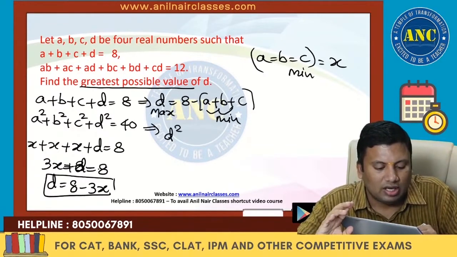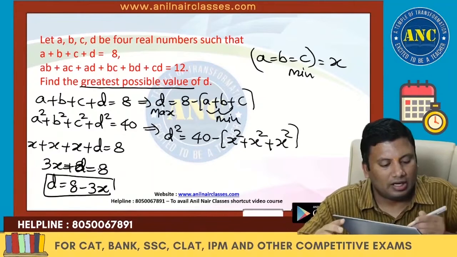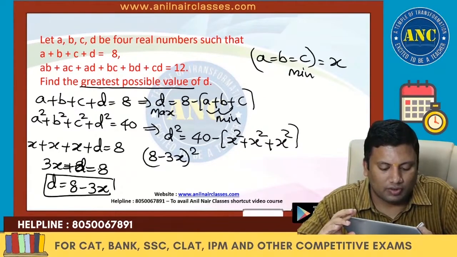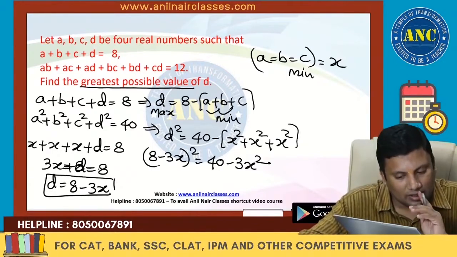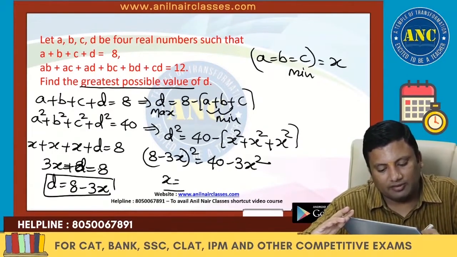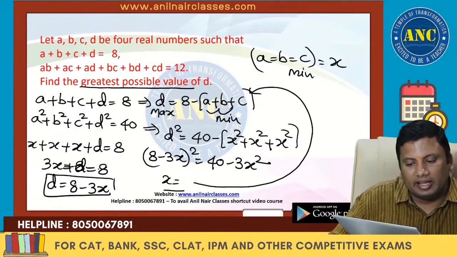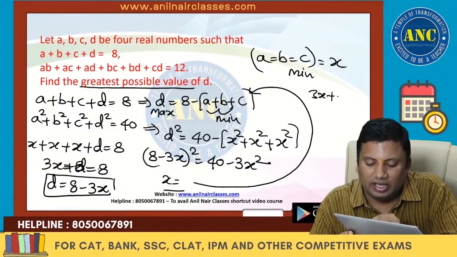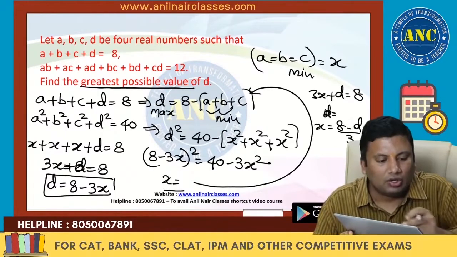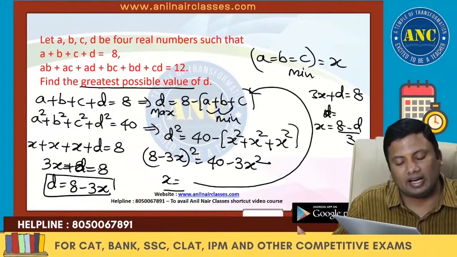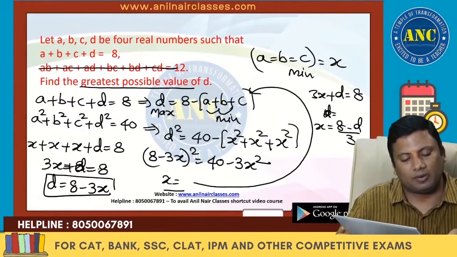So in the equation, d square is 40 minus (x square plus x square plus x square). That is, (8 minus 3x) whole square equals 40 minus 3x square. I hope it is clear, right? From there you will get the value of x, substitute here, and you will get the maximum value of d. Or you can do 3x plus d is 8, so x is (8 minus d) by 3, and substitute it in the equation, which also gives you the value of d directly. You do it in any way, replacing in the equation a square plus b square plus c square plus d square is 40.